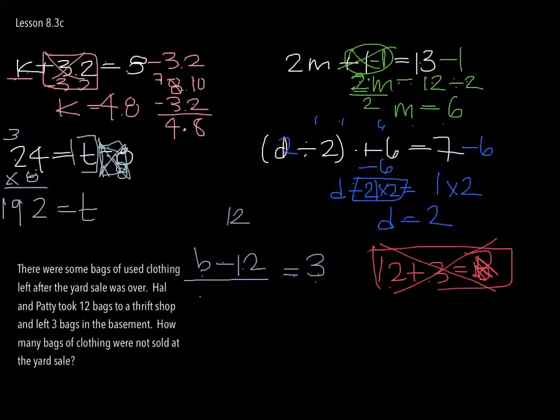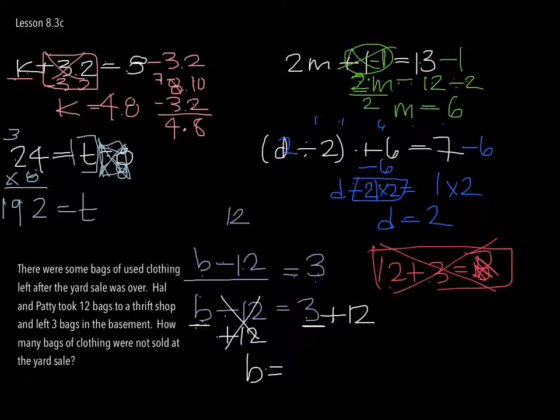Okay? Let's just write it again, because b minus 12 is equal to 3. Now, we want to get the variables on one side, the letters on one side, the numbers on the other side. Okay? Now, we have b minus 12 is equal to 3, so let's get rid of this 12. What's the opposite of minus 12? Well, the opposite of minus 12 is going to be plus 12. Whatever I do on one side, I'm going to do on the other. Okay? Minus 12 and plus 12 are going to cancel each other out, so you're going to be left with b, and then you have 3 plus 12 is going to be 15. So there were 15 bags not sold.